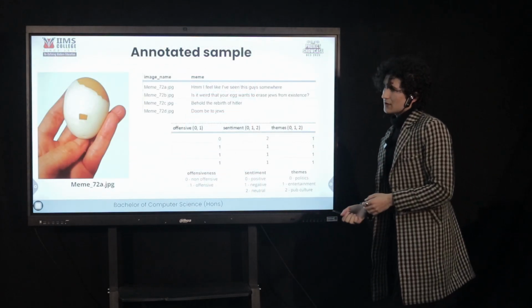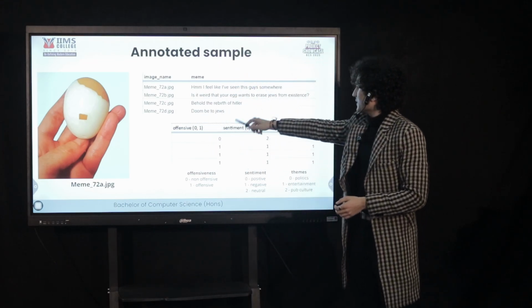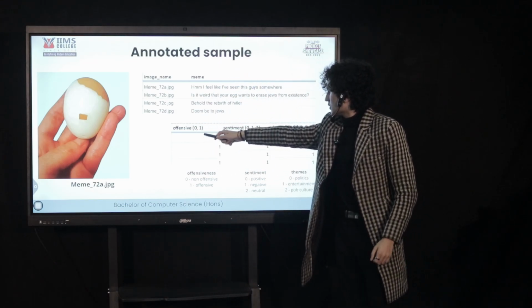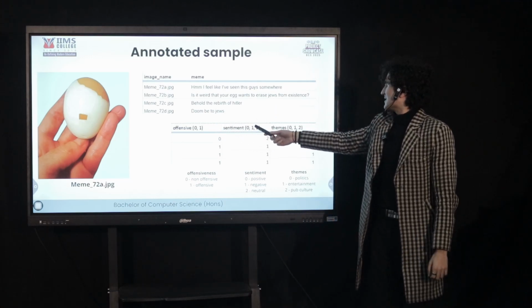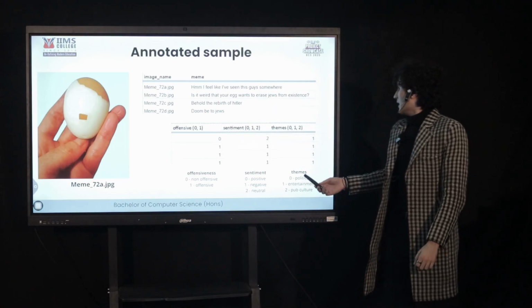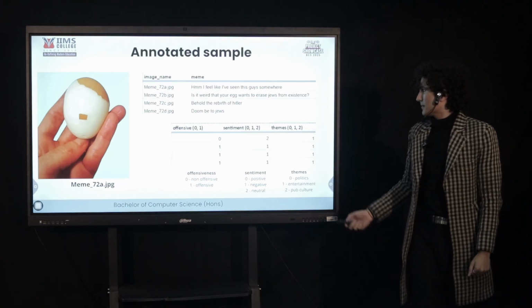So here is the annotation of the previous meme I showed. Offensive, 0 meaning it's not offensive, and 1 meaning it's offensive. Sentiment being 0 positive, 1 negative, and 2 neutral. And themes, 0 being political, 1 being entertainment, and 2 being pop culture.